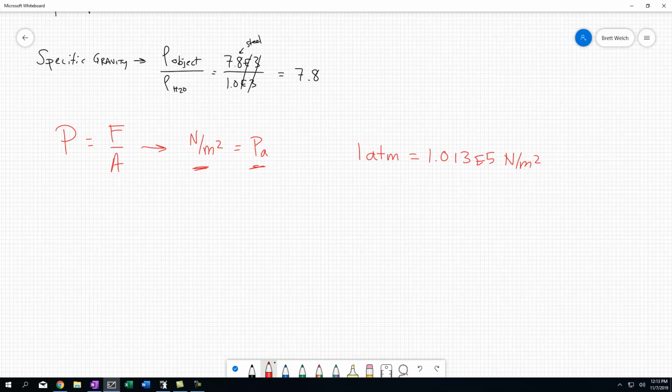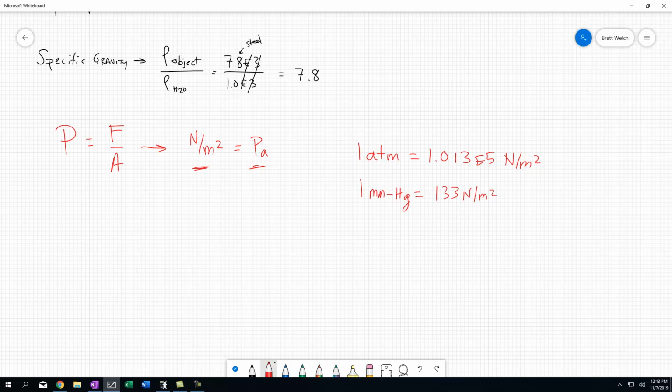The other one that gets used quite often is millimeters of mercury, and 1 millimeter of mercury, that's just an old standard way of measuring it, still used pretty often in medical fields. That comes out to be 133 newtons per meter squared. So those are a couple of conversions you might use when you talk about pressure.